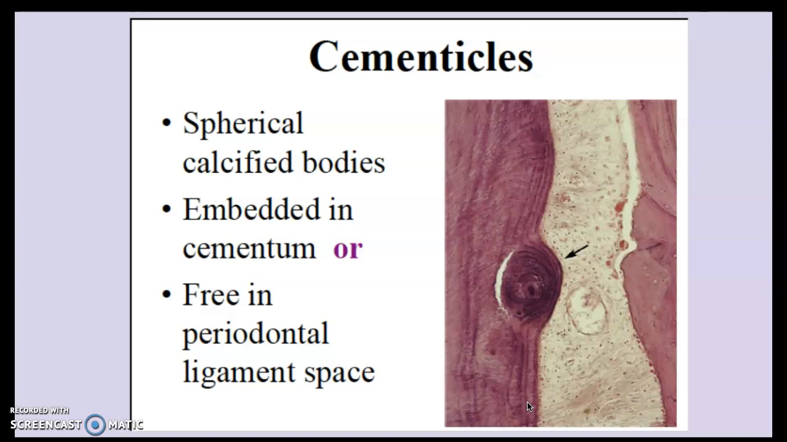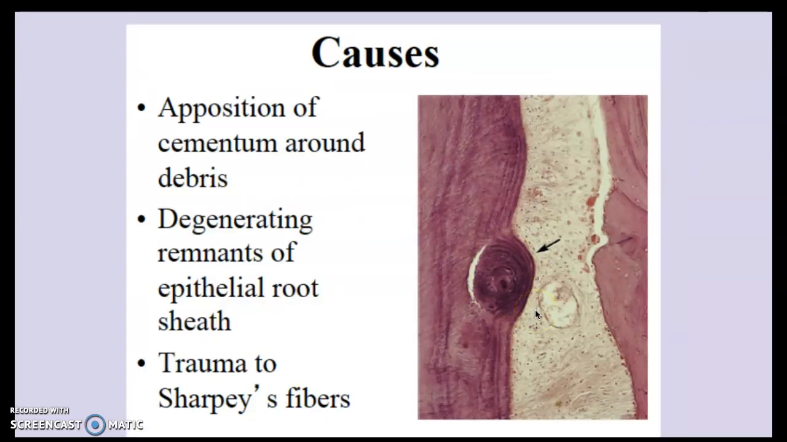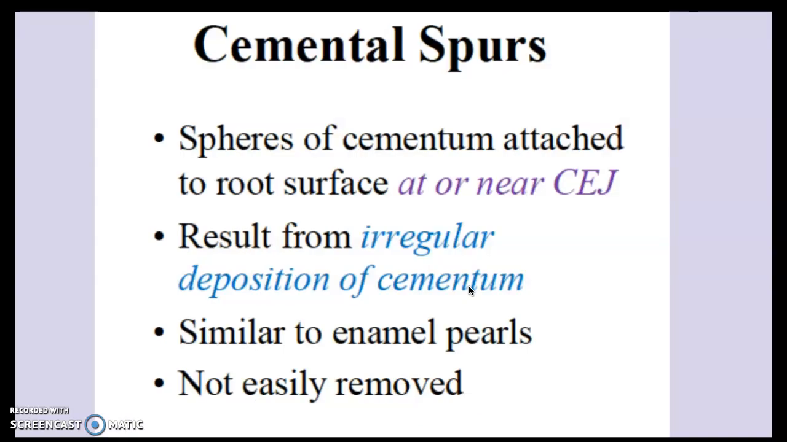Cementicles, these are spherical calcified bodies. These can be embedded in the cementum or they could be free in the PDL, and they're usually seen because of the layering of the cementum around debris. It degenerates remnants of the epithelial root sheath, and it comes from trauma to the Sharpey's fibers.